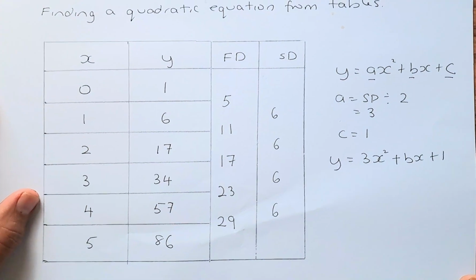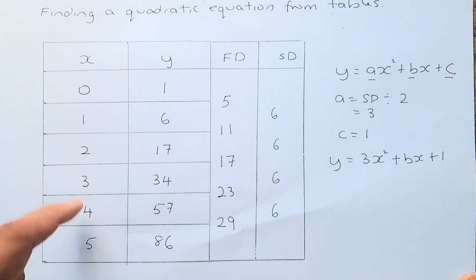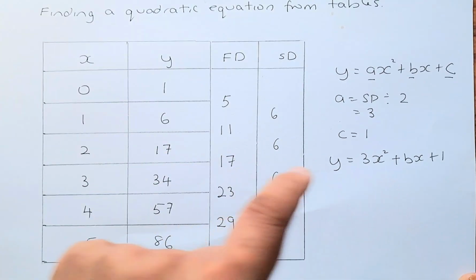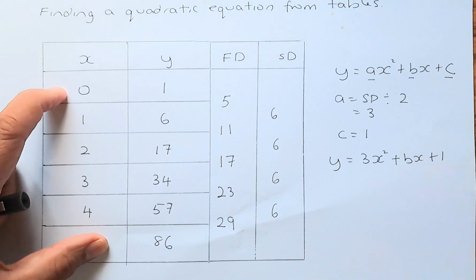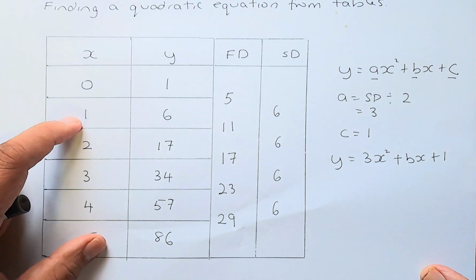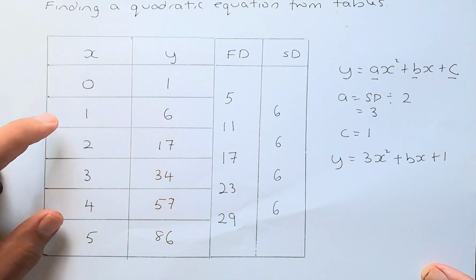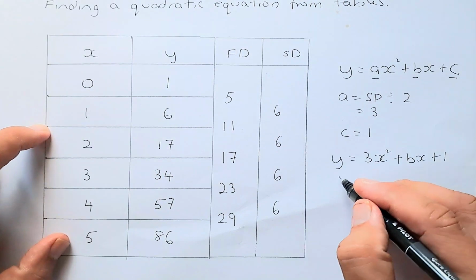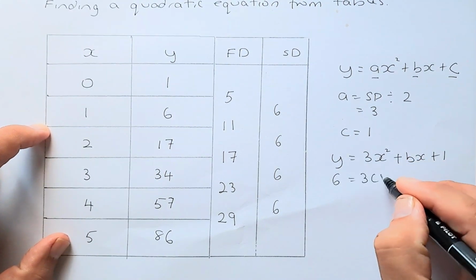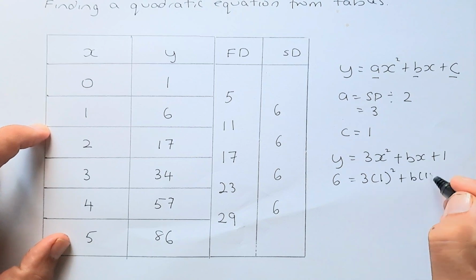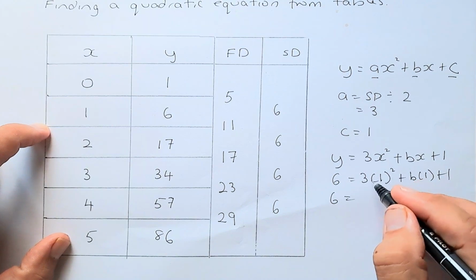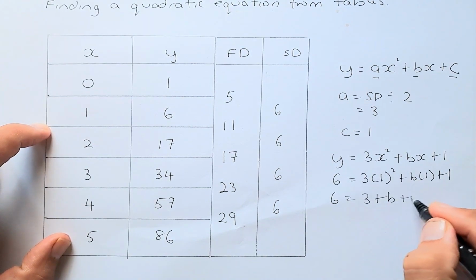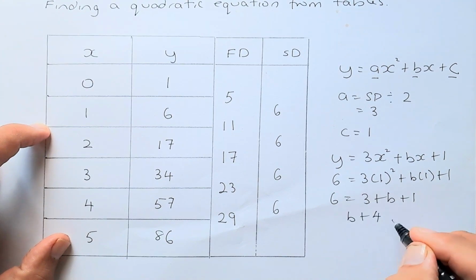Now is the interesting part, finding b. To find b, you have to use a bit of algebra. You need to choose an x and substitute the y into that equation. We can't use 0, because then y is 1, so 1 equals 1, and there's no point. So we shall use the next easy example: x is 1, y equals 6. So 6 equals 3 times 1 squared plus b times 1 plus 1. Simplifying, 1 squared is 1, 1 times 3 is 3, plus b plus 1. So b plus 4 equals 6, so b equals 2.